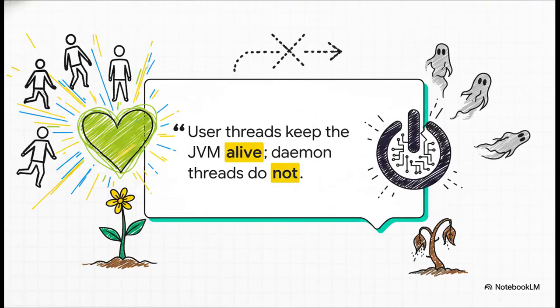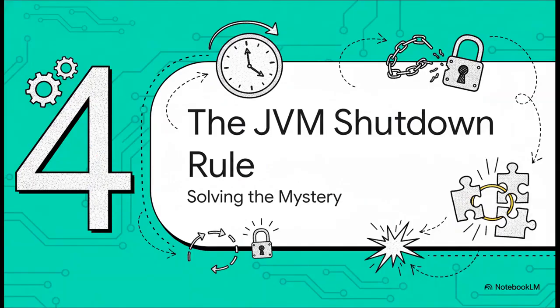If you only remember one thing from this whole explainer, make it this sentence. Seriously, this is the perfect one-liner. User threads are the life support system for the JVM. Once all of them are gone, the machine powers down, and it doesn't matter what any daemon thread was in the middle of doing.